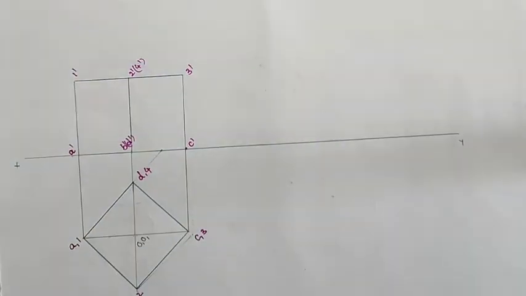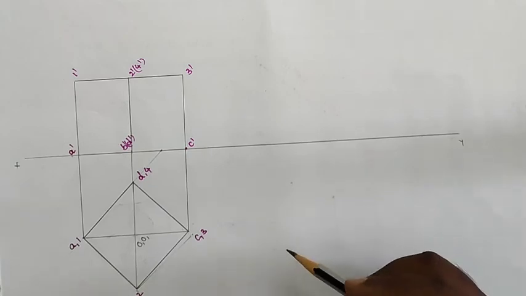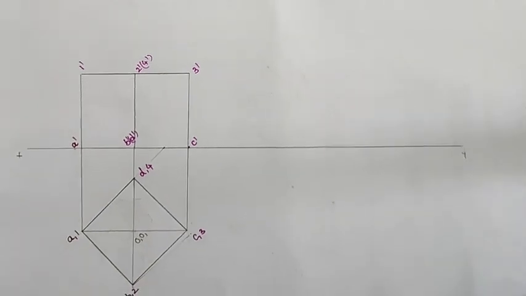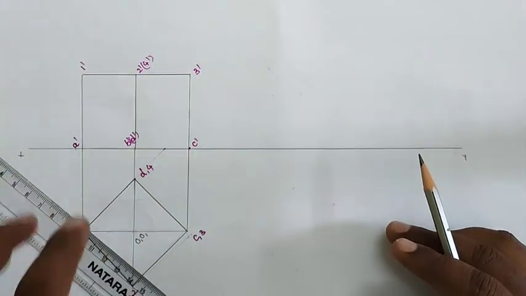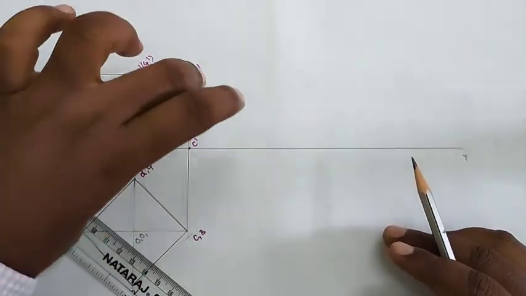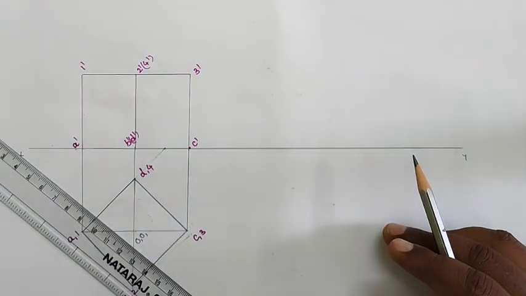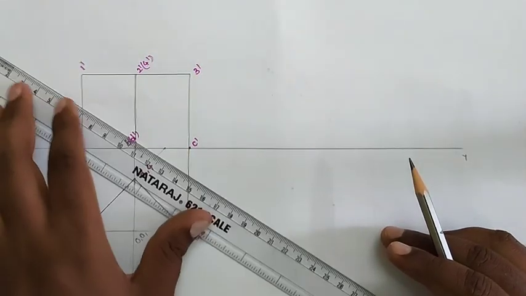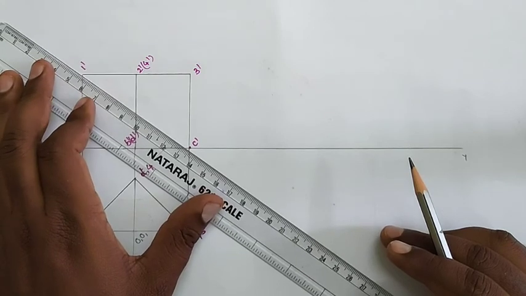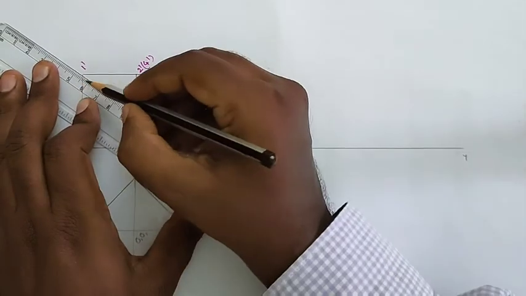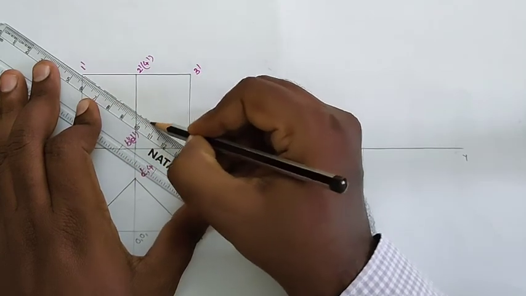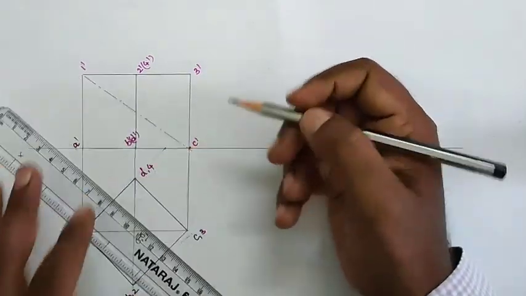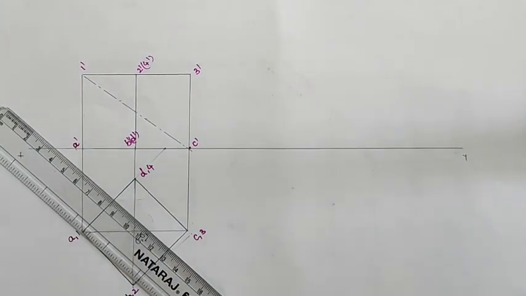After drawing this, we will locate the solid diagonal as vertical. In this front view we have two solid diagonals. A dash and 3 dash is one type of solid diagonal, and 1 dash and C dash is also a solid diagonal. First of all, I am representing the solid diagonal, I am drawing this solid diagonal. Here 1 dash and C dash is the solid diagonal.